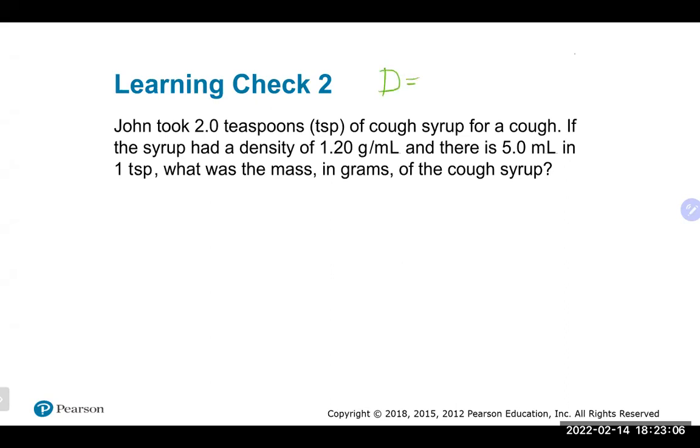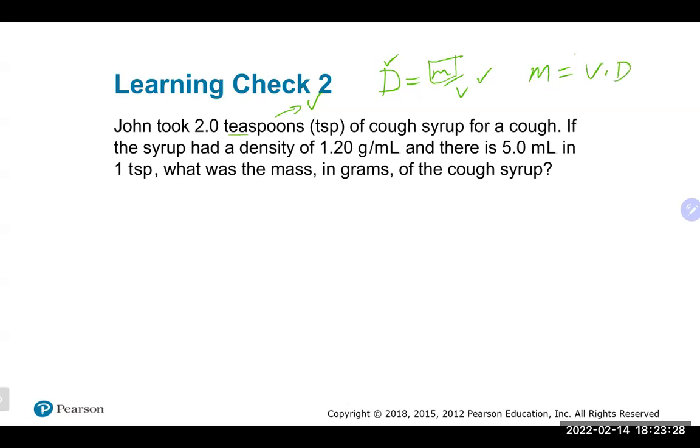We do have density mentioned, which is mass over volume. Obviously, we do have the density given to us. Teaspoons is a volume, so we do have the volume given to us. So again, if you're not sure, we should be aiming for mass here. And the mass would be volume times density. We do have a little bit of an issue.